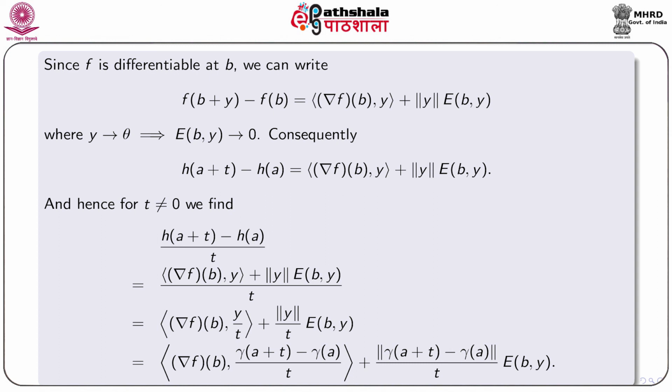If we consider only non-zero T and put it here, then we can find h of A plus T minus h A by T, after some calculation, equals the inner product grad f B, gamma A plus T minus gamma A by T, plus norm of gamma A plus T minus gamma A by T times E B y. We have shown the calculations here.